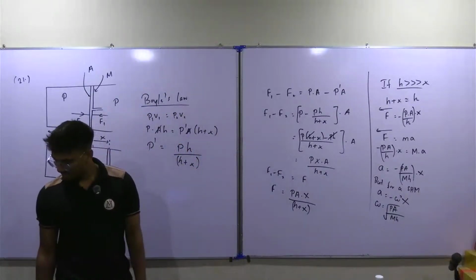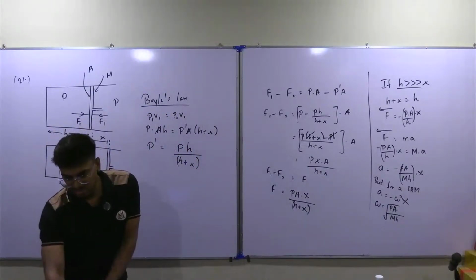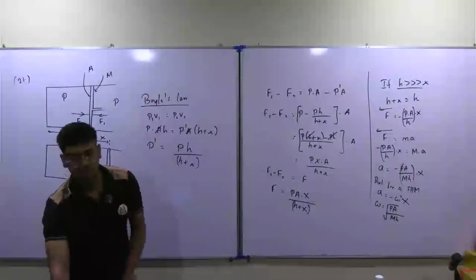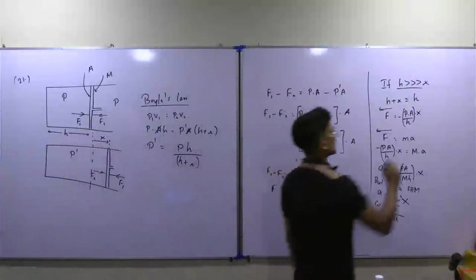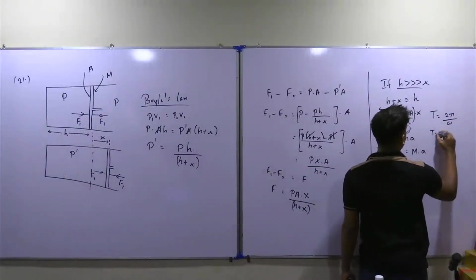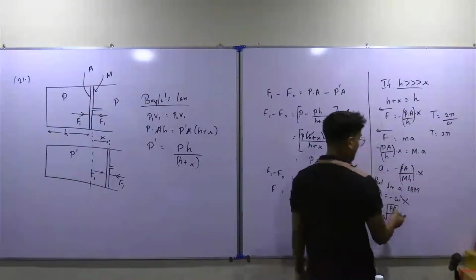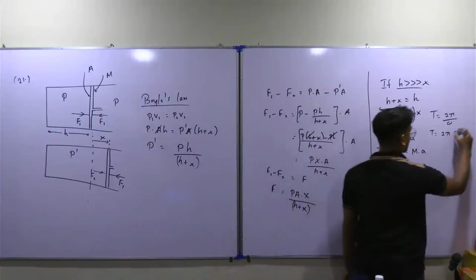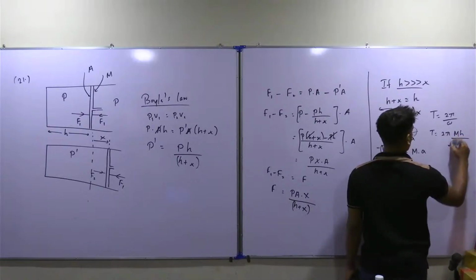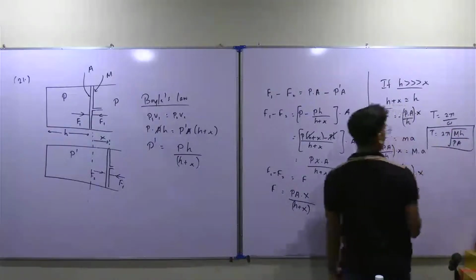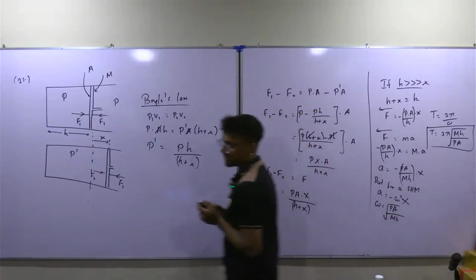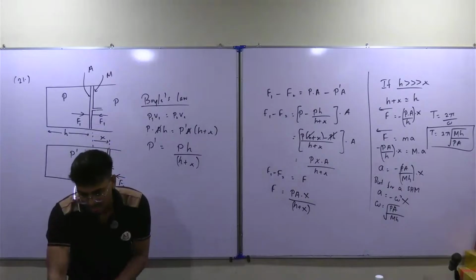Now we need to find, what is the question? What do we need to know? We need to find the period of oscillation. So how to find the period? Period is 2 pi over omega. T is 2 pi over omega. So T is 2 pi, omega is PA over MH. MH comes to the top, PA goes to the bottom. So this is the answer. So periodic time is 2 pi root MH over P, right? That is the answer.